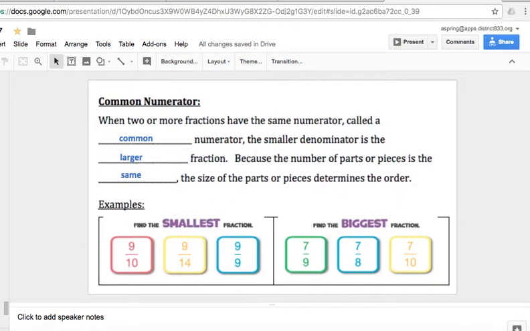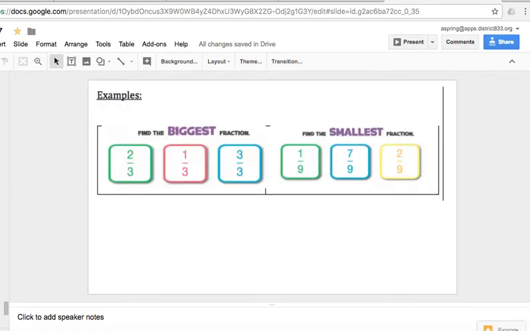Strategy number 2, common numerator. Oh, wait, I'm going to go back here for a second. Will you find some space, please, to write your favorite kind of pizza? Maybe right here at the top where it says examples. Will you please write your favorite kind of pizza, what kind and from where?